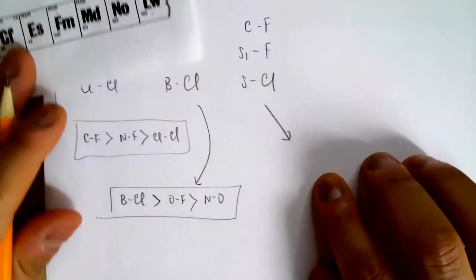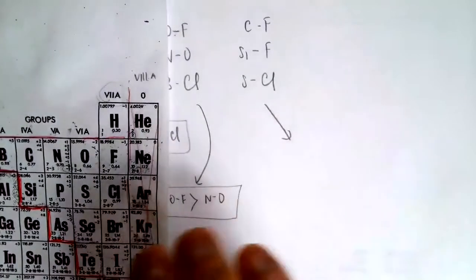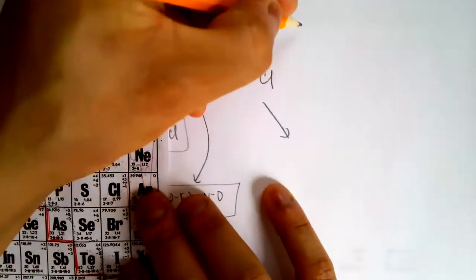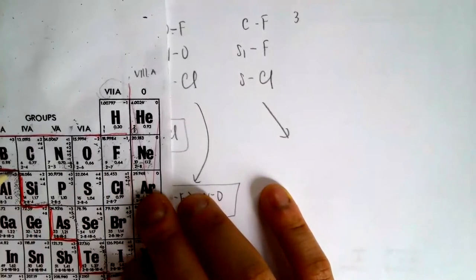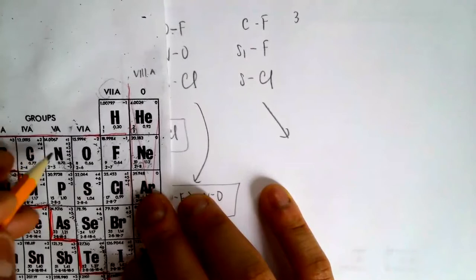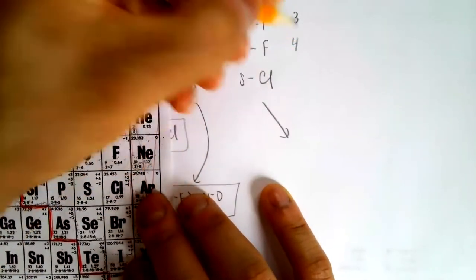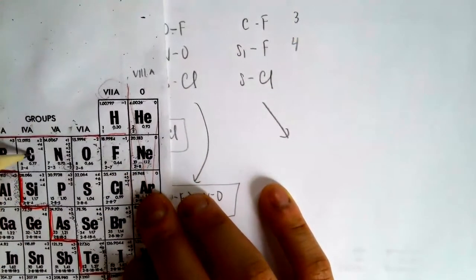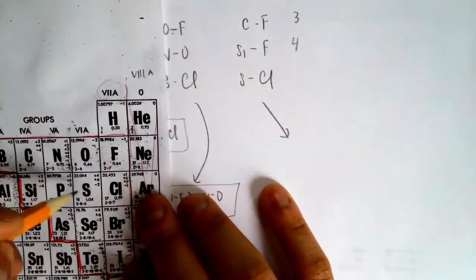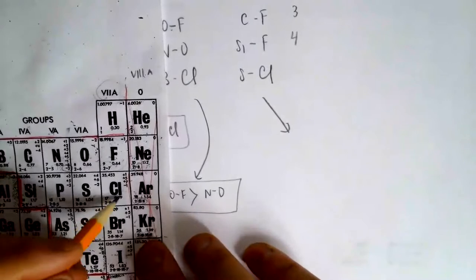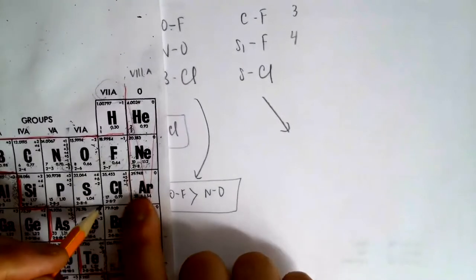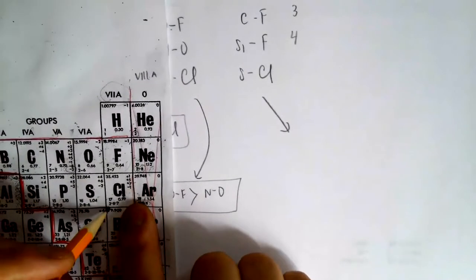The numerical values. Let's see now, carbon, fluorine is three steps away. Silicon, fluorine, but silicon is less electronegative than carbon, so it would be 4 steps away to get to fluorine. And sulfur, chlorine is just right next to each other, so this one will be the least polar because it's only one step.